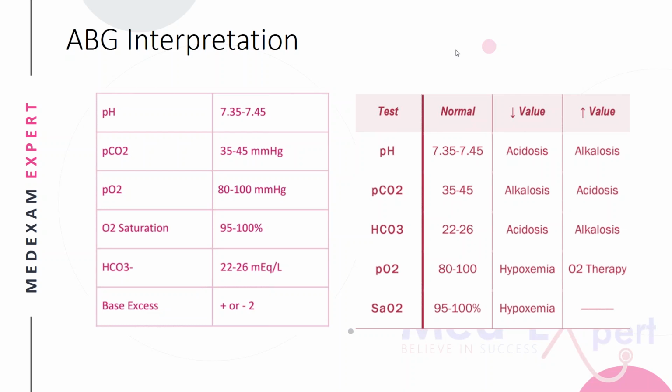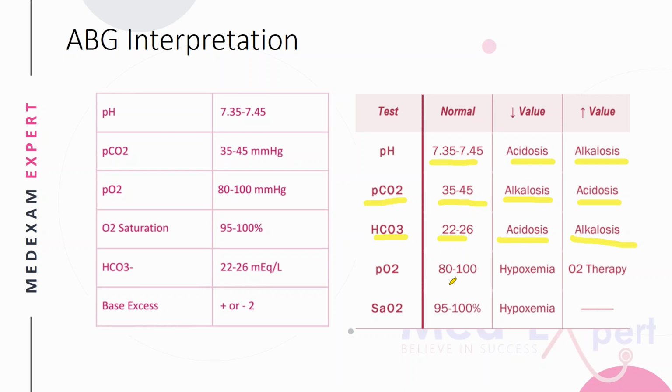So to confirm what I was saying, the pH is normally from 7.35 to 7.45. If it's decreased, it means acidosis. If it's increased, it means alkalosis. The same for the partial pressure of carbon dioxide, the normal level is from 35 to 45 millimeters of mercury. If it decreases, it leads to alkalosis. If it increases, it leads to acidosis. The bicarb is 22 to 26. If it decreases, it leads to acidosis. If it increases, it leads to alkalosis.